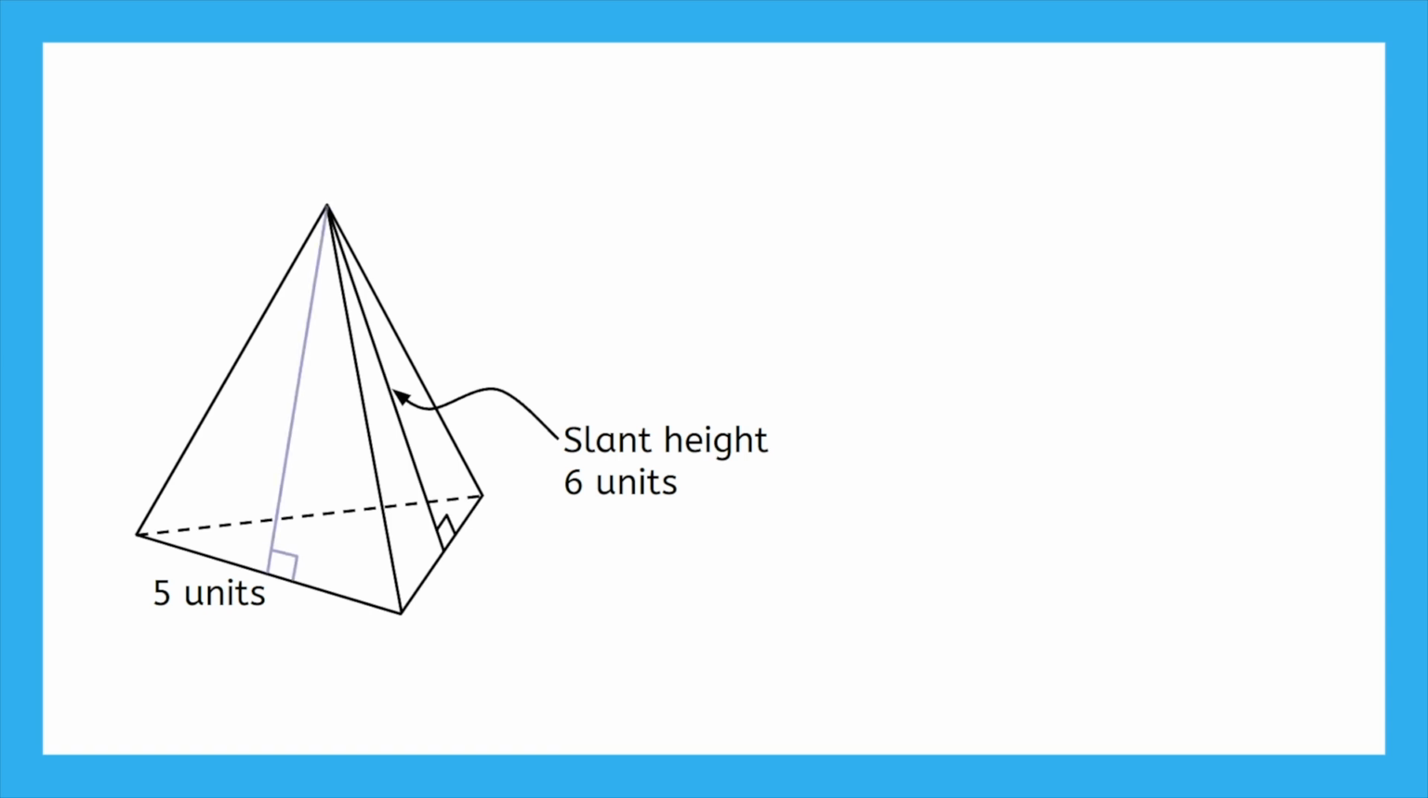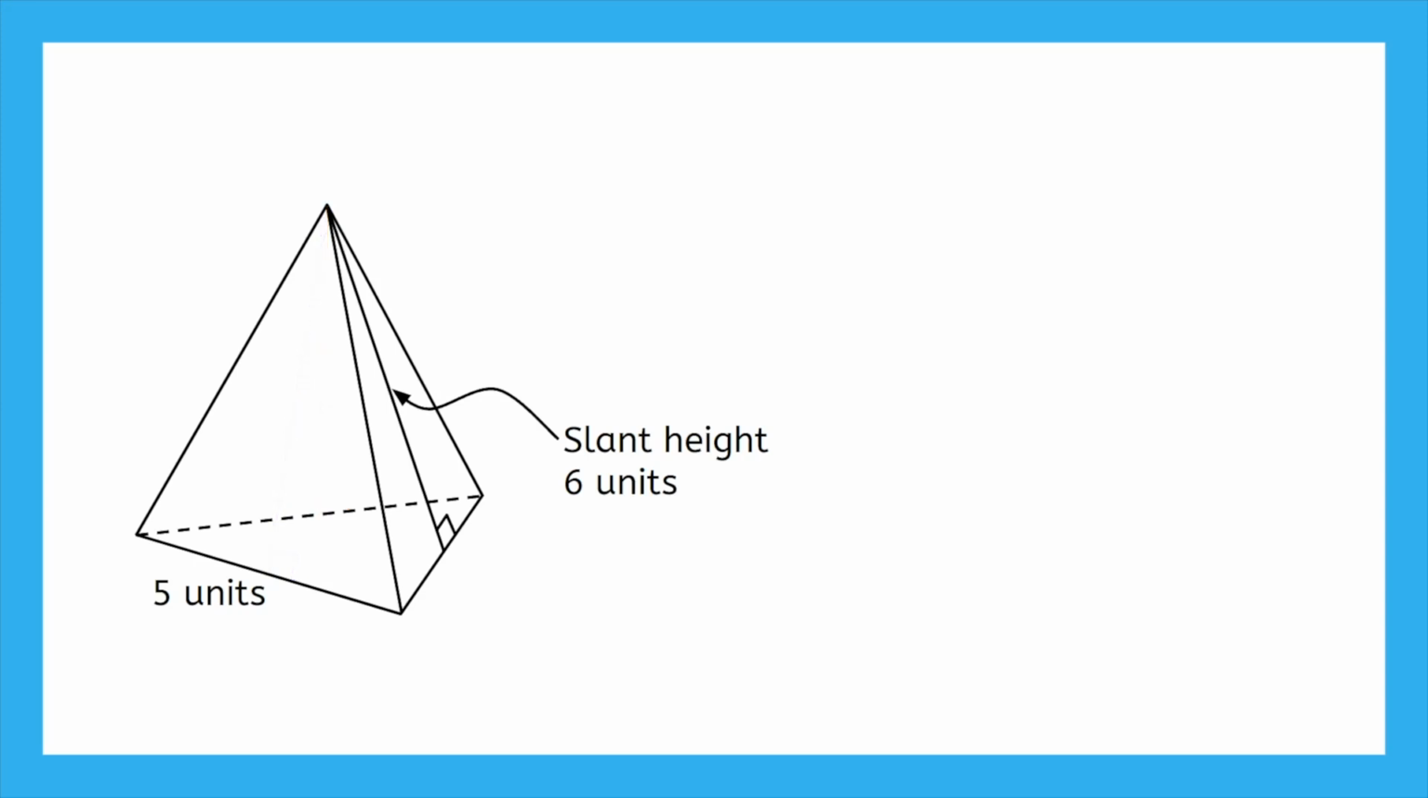Just like the square pyramid from our first example, this pyramid has a base where the edges are all the same length. When that's the case, all these non-base faces will be identical. They'll use the same 5 units as the dimension of their base, and will also use this same slant height as their height. That means this slant height of 6 units is also the slant height here and here.